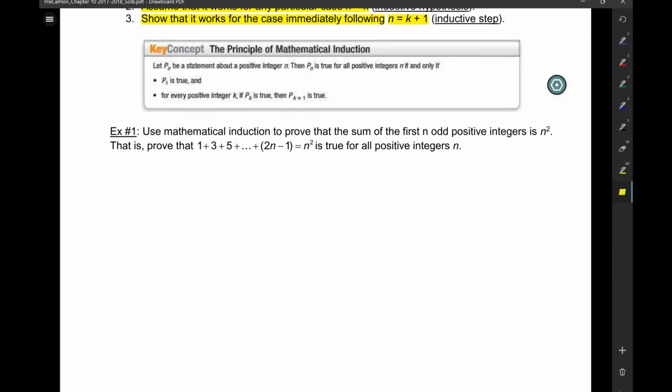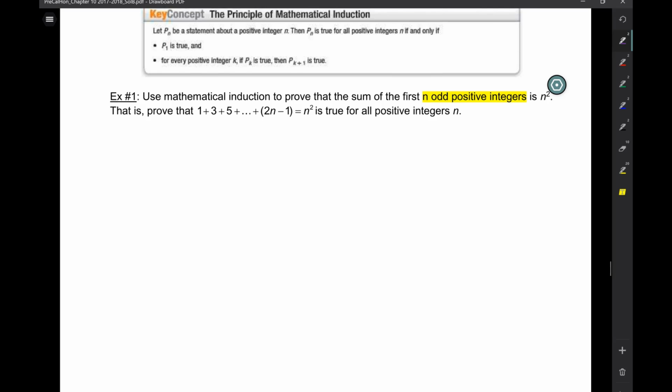Use mathematical induction to prove that the sum of the first n odd positive integers is n squared. So the first n odd positive integers, 1, 3, 5, and so on, is equal to n squared. If you take the first 10, the sum would be 10 squared. If you take the first 5, the sum would be 5 squared. That's what it's saying, okay? To put it in more mathematical terms, prove that 1 plus 3 plus 5, until the last one, 2n minus 1, is equal to n squared, right?